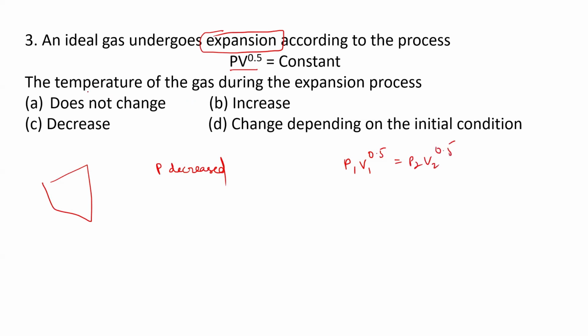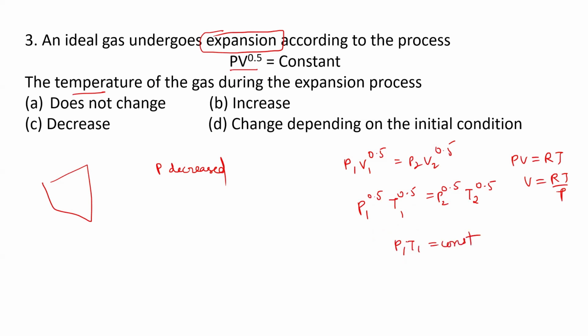We are talking about the temperature, so we want to convert it to P and T. Now we have PV equal to RT, so V is expressed as RT by P. That's how you get P1^0.5 T1^0.5 is equal to P2^0.5 T2^0.5. This is almost the same as P1 T1 equal to constant. So if P is decreased, T should increase for the product to remain constant. So this should increase.